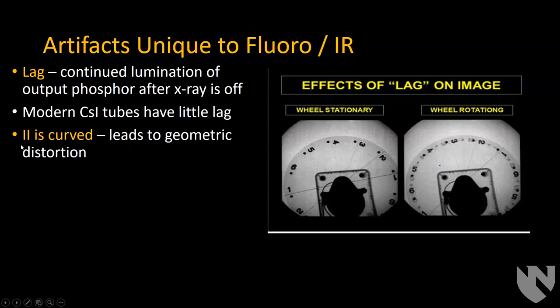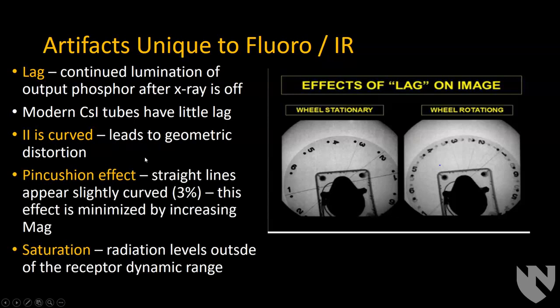The image intensifier also is curved in a lot of cases, although again with digital systems that's not necessarily the case. And this leads to geometric distortion. That's called the pincushion effect. So straight lines appear slightly curved, and I'll show you an example of that in a little bit. And if you do more magnification, then you're using less of the curved part of the image intensifier, and so you'll have less pincushion effect, but then of course you'll increase your dose.